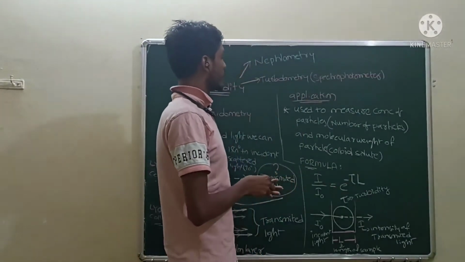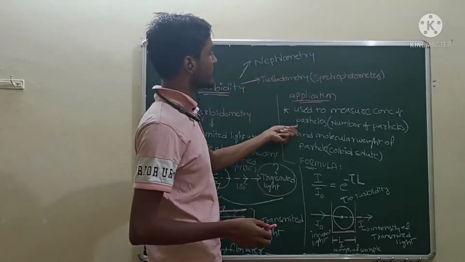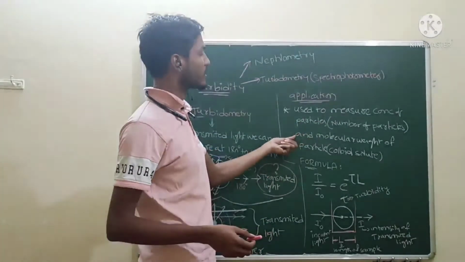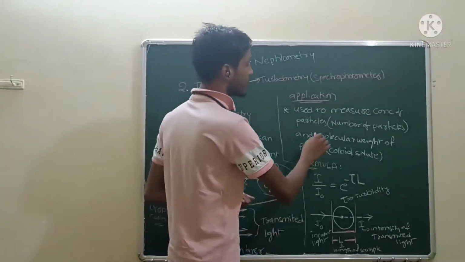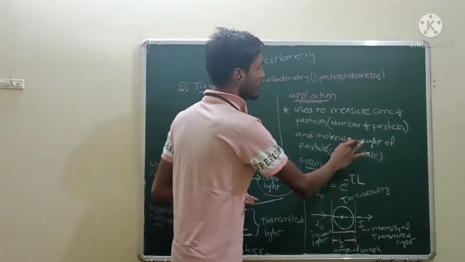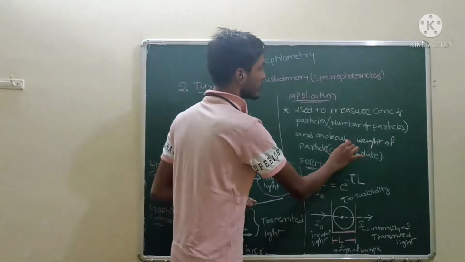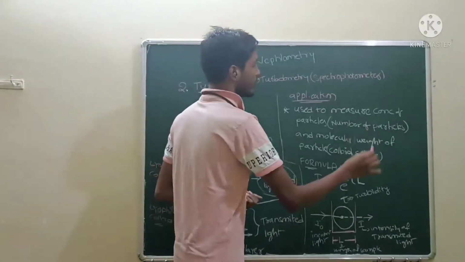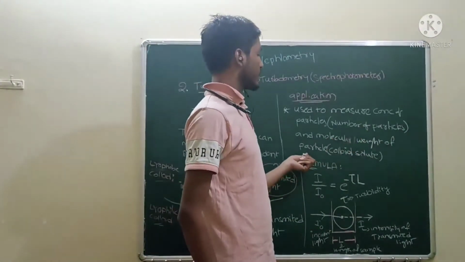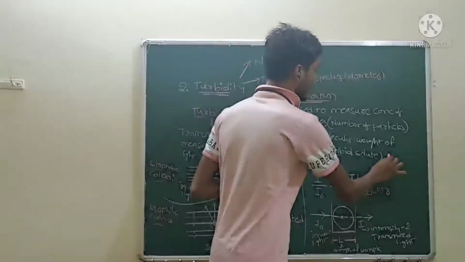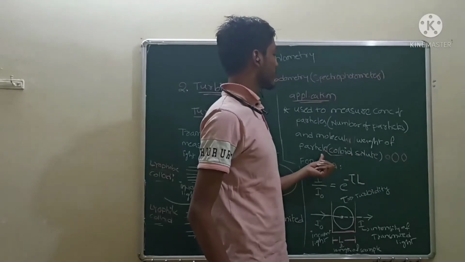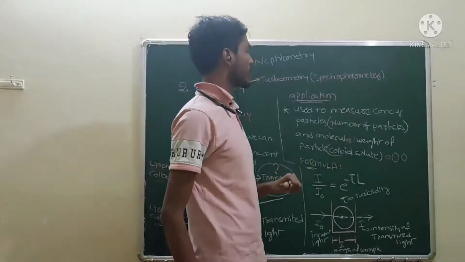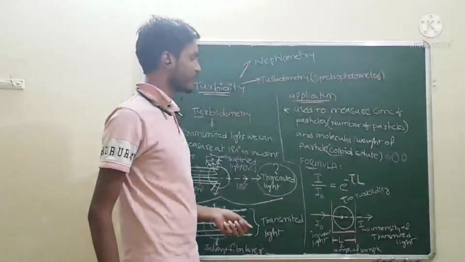Now what is the application of the turbidometer? It is used to measure the number of particles, that is, the concentration of particles in the colloidal dispersion, and at the same time the molecular weight of a particle. We can measure these by using turbidometry.